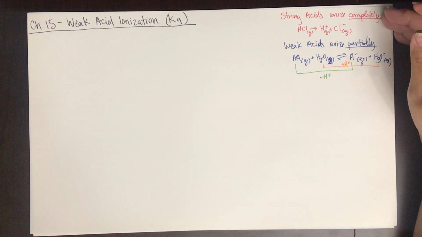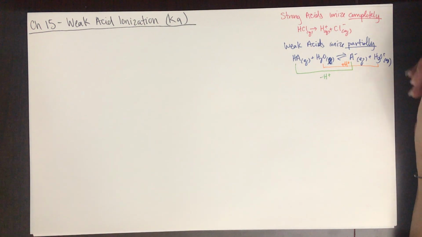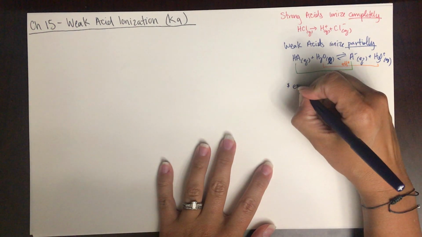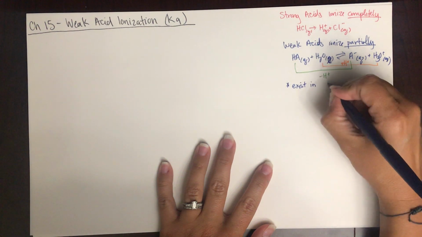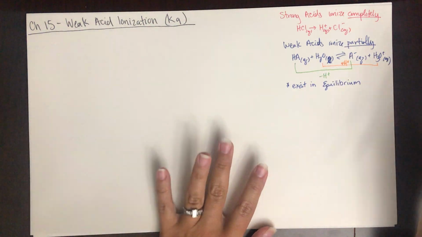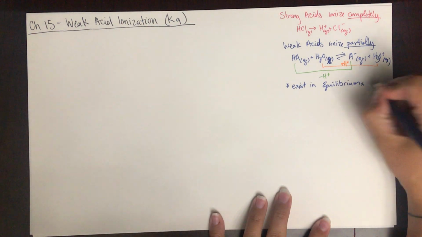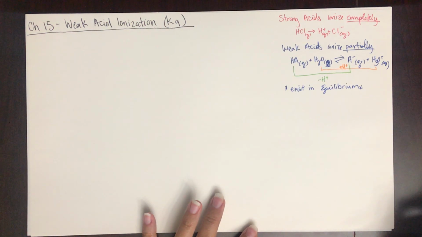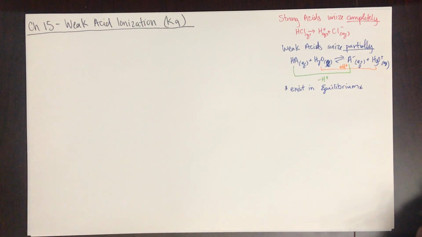Strong acids ionize completely. There's no equilibrium chemistry. Because weak acids ionize partially, they exist in equilibrium. Which means everything we know about chemical equilibrium applies to weak acid chemistry. So when we were talking about equilibrium before, we said there was the Kc. The Kc was for concentration. When we have weak acids, we have what's called the Ka.